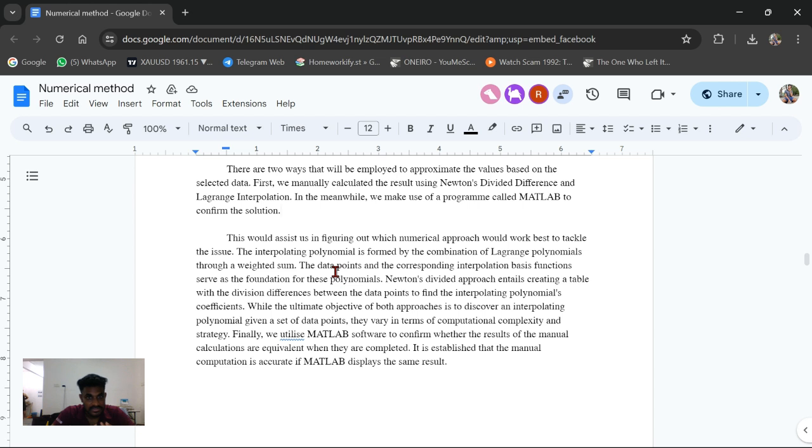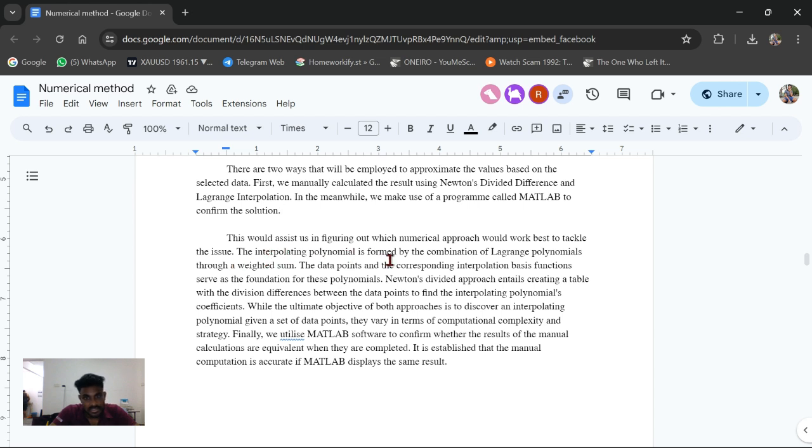So if both results are the same and accurate, it means our data is good. Our calculations and the data are perfect. That's it. And this will assist us in figuring out which numerical approach will work best to tackle the issue.